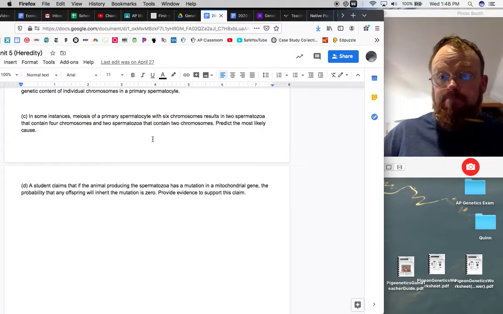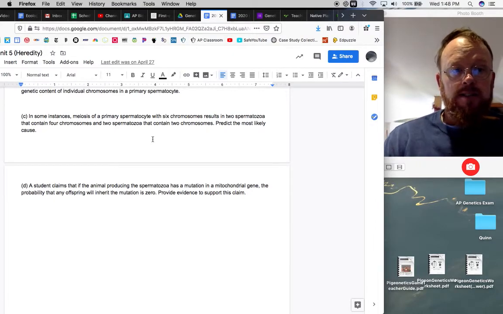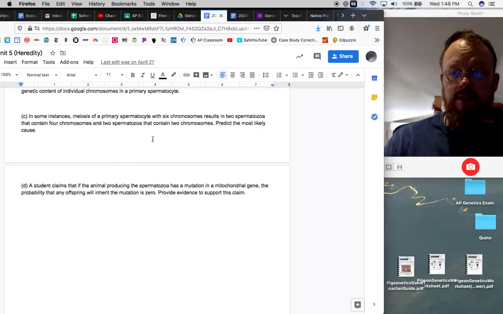And finally, D. A student claims that if the animal producing the spermatozoa has a mutation in a mitochondrial gene, the probability that any offspring will inherit the mutation is 0. Provide evidence supporting this claim. That's a fair claim because mitochondria are not passed on via sperm, nor is mitochondrial DNA passed along through sperm.